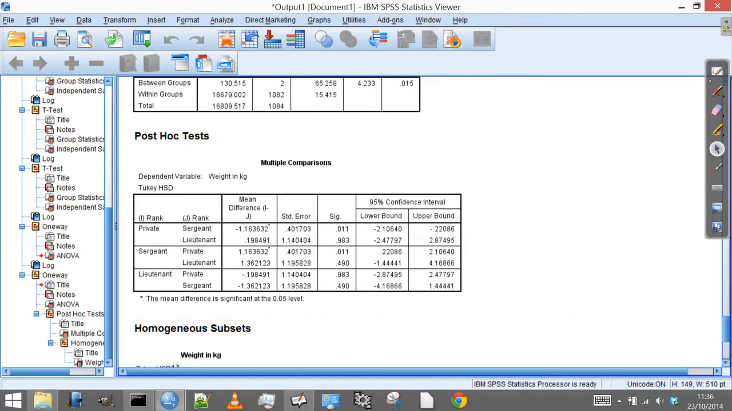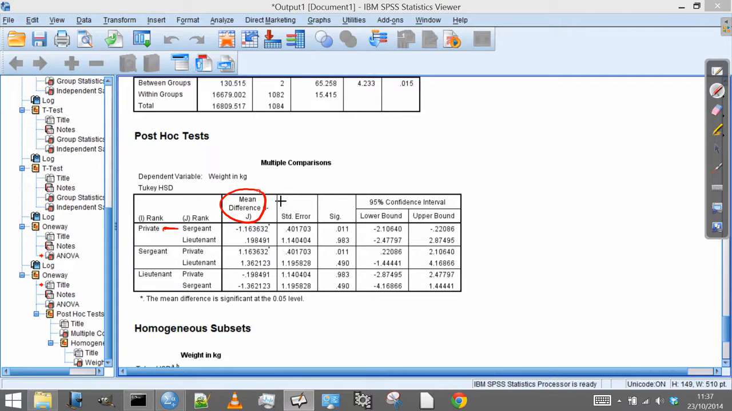So again, it's given us lots of numbers. In fact, this time, most of those numbers are useful. So here we have the difference in the means of each of the groups. Here we've got the comparison between private and sergeant, and there is a difference in the means of -1.16. Here the units are kilograms because we're measuring weight. So it's -1.16 kilograms, about a kilogram difference in the sample between a private and a sergeant. Standard error, do you remember that quantity that we could calculate from the standard deviation by dividing by the square root of the sample size?